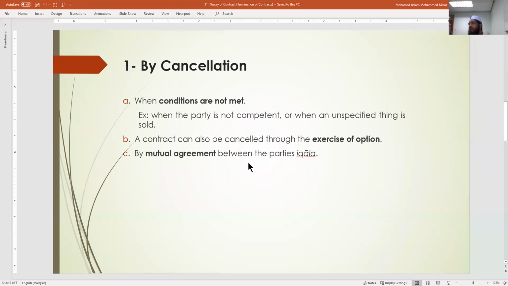The other thing that we discussed earlier about exercise of option: during the 3 days of the options, or the period of trial, or during the warranty and guarantee period, you can apply for a refund.